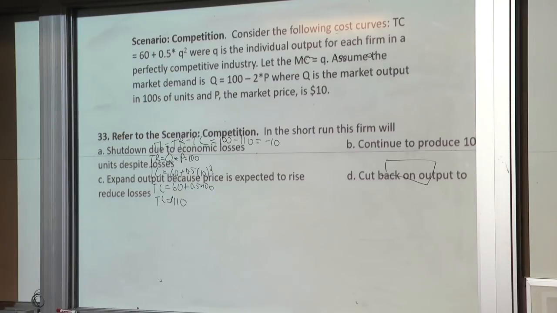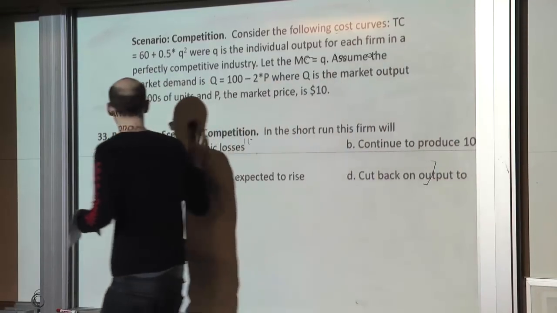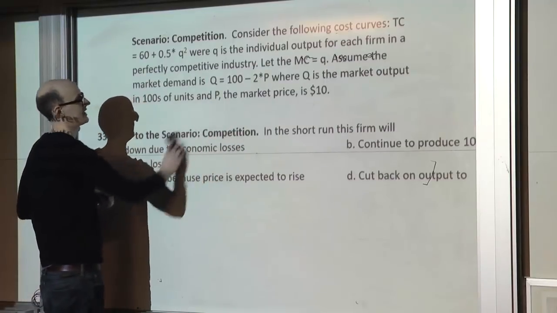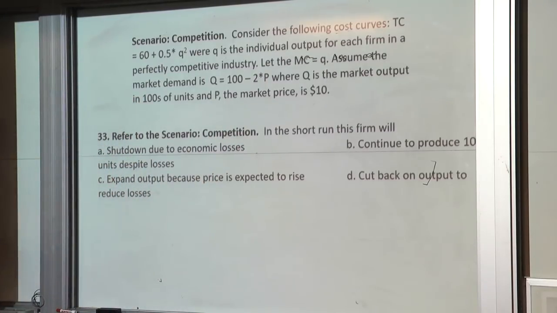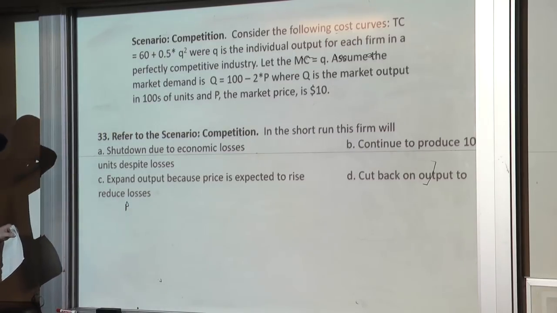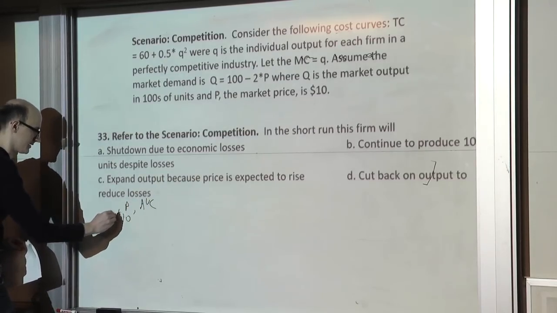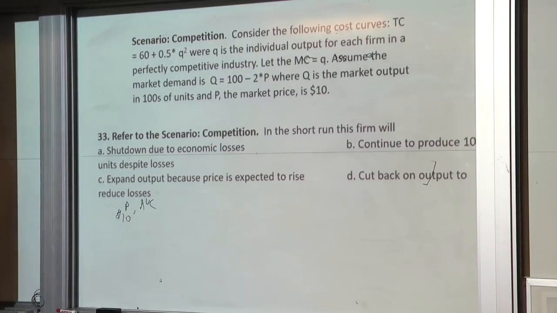So the next question is, in the short run, this firm will do what? They'll shut down due to economic losses. They'll continue to produce 10. They'll expand output because price is expected to rise to reduce costs, or they'll cut back on output. So for the first one, to know if they shut down, we have to compare what to what? We have to compare the price to average variable cost, right? We know the price is 10. Where can we get average variable cost?